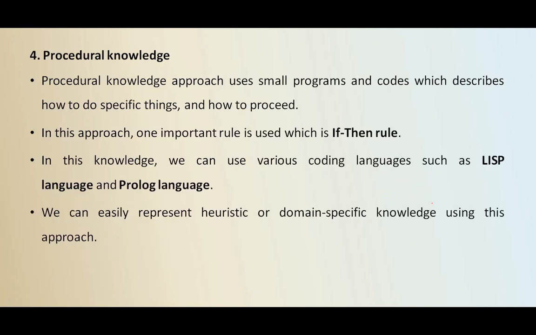Okay, the next and the last one is procedural knowledge. Procedural knowledge is used to write small pieces of code or programs which describe how to do any kind of thing and how to proceed. It is also one of the important rules, called the if-then rule. Here we popularly use two different programming languages dedicated to artificial intelligence. Those are Prolog, the programming logic language, and Lisp, the list instruction programming language.